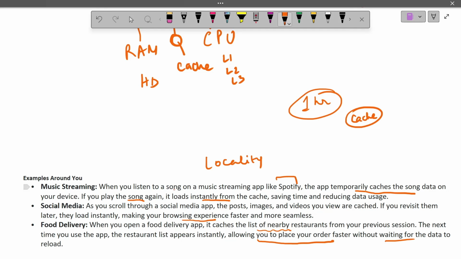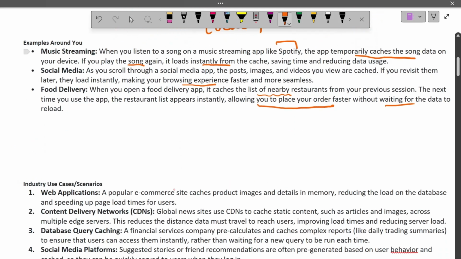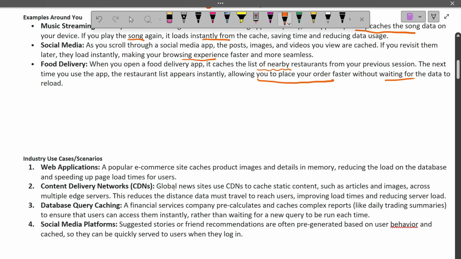Now, these examples are always around us. Every single day we are interacting with them, but it doesn't come to our mind. That is why it is important to understand how this concept is being applied. What we learned in computer hardware, that concept is being applied in every single app that we use. Now, coming to some industry use cases, these were the local things, what we use based on the functional point of view.